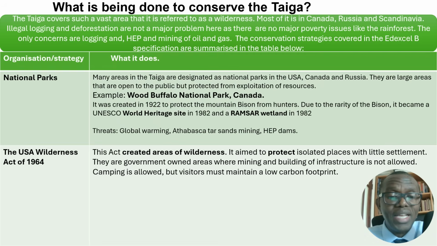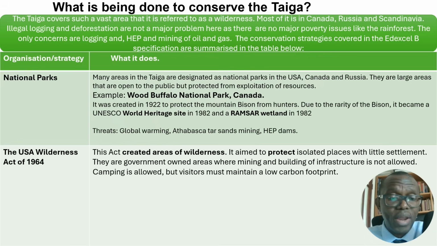And an example is Wood Buffalo National Park in Canada. It was created in 1922 to protect the mountain bison from hunters. And due to the rarity of the bison, it became a UNESCO World Heritage Site in 1982 and a Ramsar wetland in 1982 as well. Now, what are the threats then to these national parks? So again, global warming is a threat. And we also have the Athabasca tar sands mining.